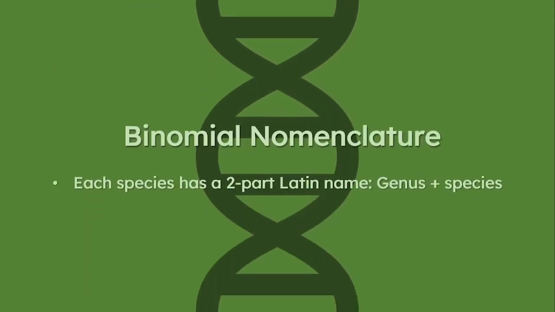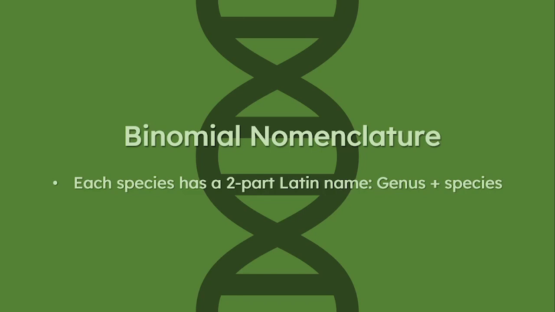Well, you might think, whoa, what is that? Binomial nomenclature, what is that? Okay, it's blowing my mind. Well, let me explain. Every species has a two-part scientific name. You understand scientific name, right? So it has two parts.